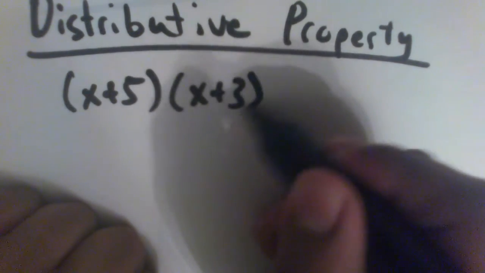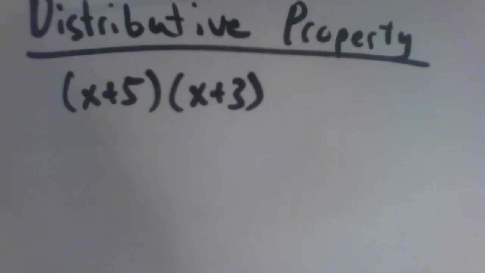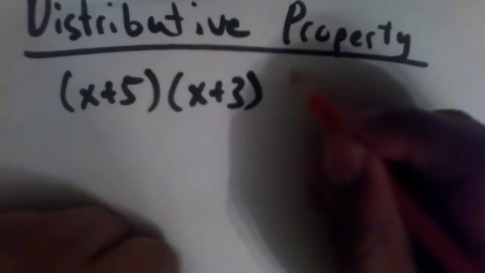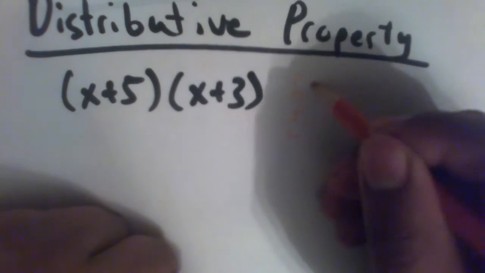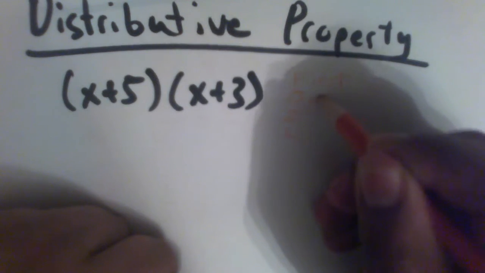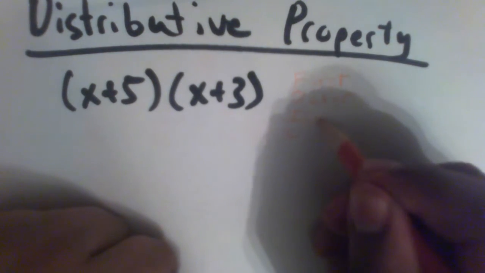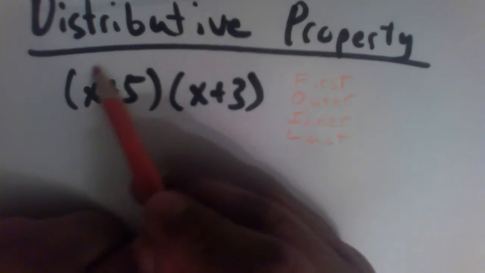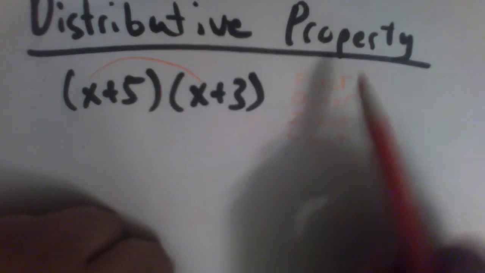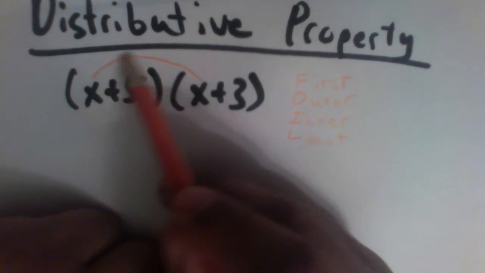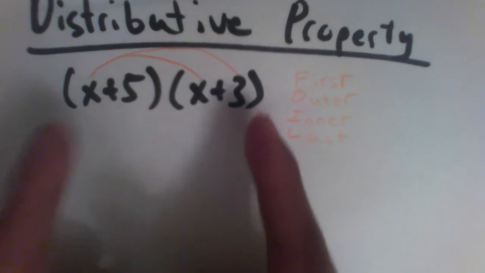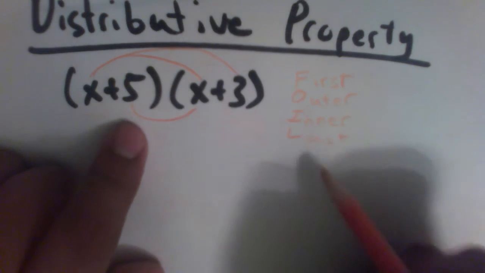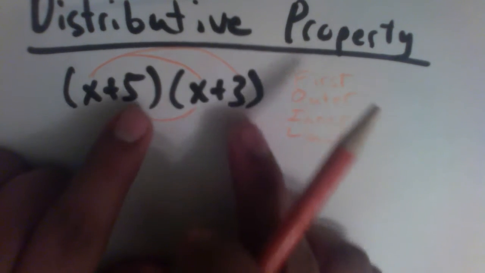X plus 3 times x plus 5. This would be a good indication that FOIL is needed. FOIL stands for first, outer, inner, and last. First stands for the first two terms that get multiplied. Outer means the first and the last one, because they're the outer parts of the whole thing. Then the inner parts are these two. Then the last ones are the last two parts of these two binomials.